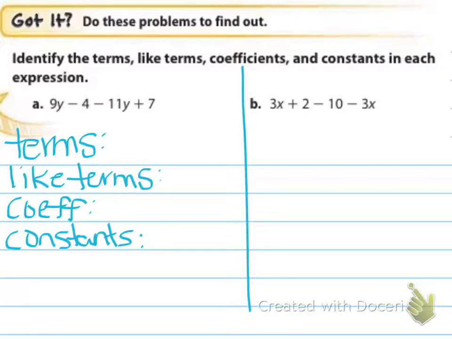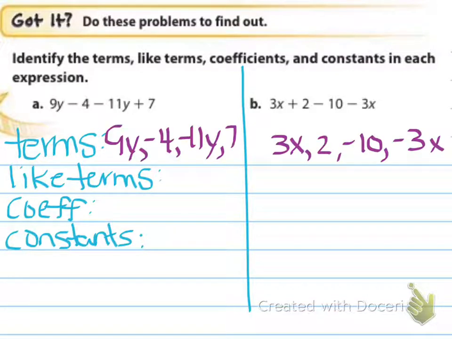So, the first thing that you should do is look for terms, then the like terms and coefficients and constants. Go ahead and pause the video so that you can do these on your own. Alright, we'll start first with the terms for each one, and then I'll go through each one separately.